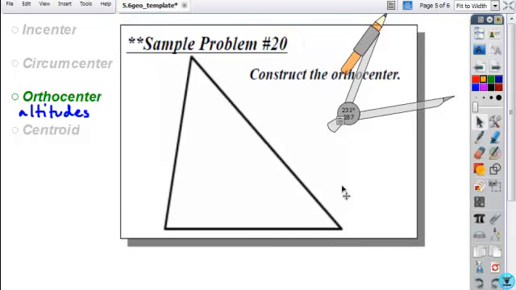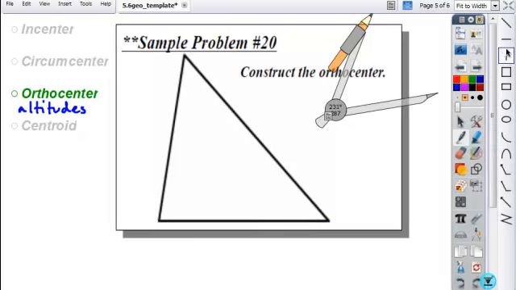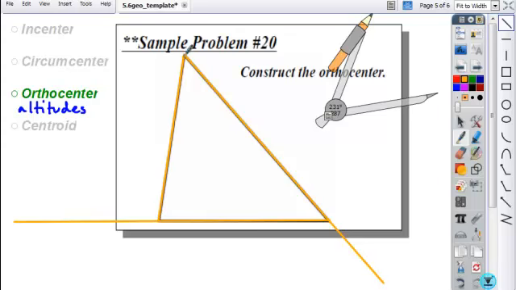Right, so if we draw an altitude, it is constructed by performing the steps for a perpendicular from a point not on a line. What you may have to do, and what I'm going to do just to start here, is extend your lines a little bit so that you can construct your altitude. So if I extend my line a little bit here, I can extend this one as well, and then I can extend this one.